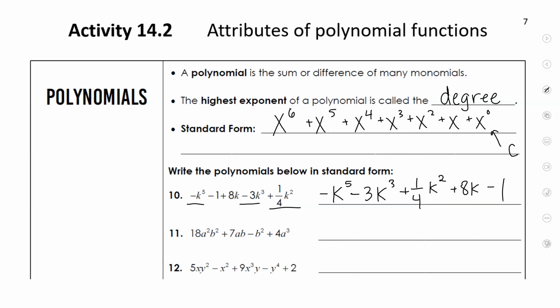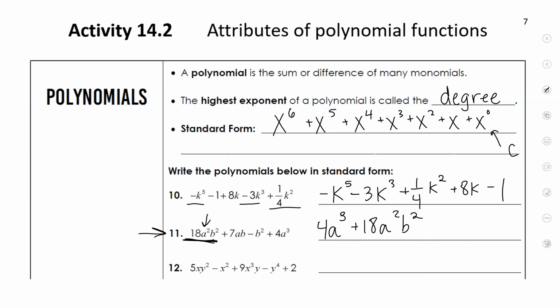Okay? Next one, number 11. Yep, the cubed is the leading term. So I'm going to do 4a cubed. And let's just look at a being the variable here. Let a be the variable. So what's the next highest exponent? Yep, this one right here has the next highest degree for a. So I'm going to put that one next, plus 18a squared b squared.